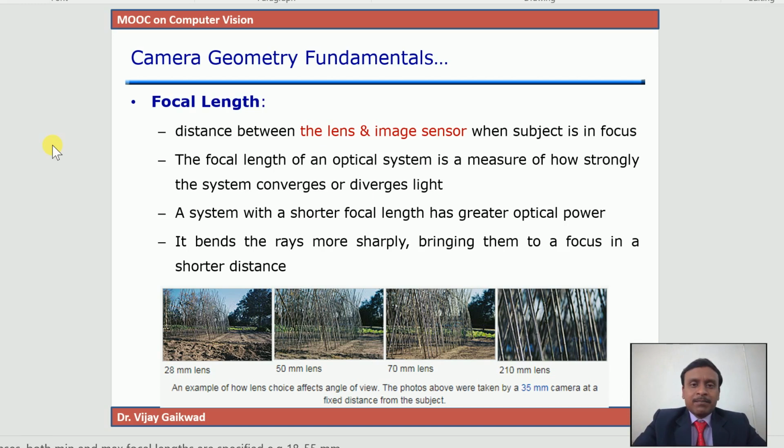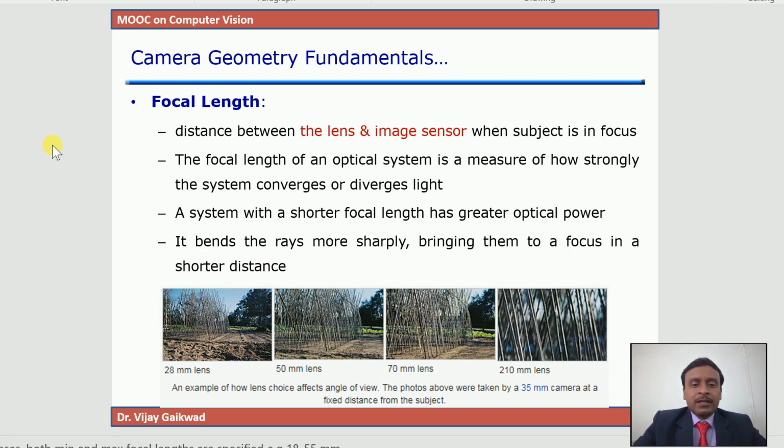Now let's describe what focal length is. Focal length is a very important parameter in camera geometry, and it describes the distance between the lens and the image sensor. The lens is where light actually falls, and the image sensor is present inside the camera, on the surface of which light falls, and the image sensor in turn generates some charge and electric signal which is carried further.